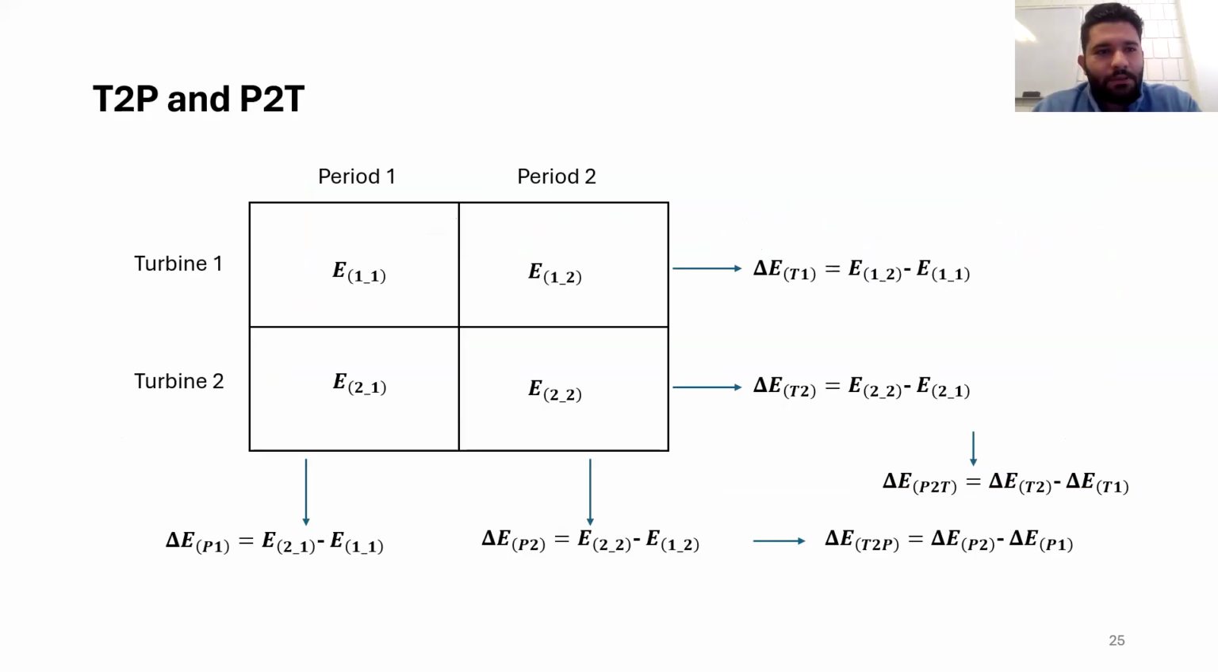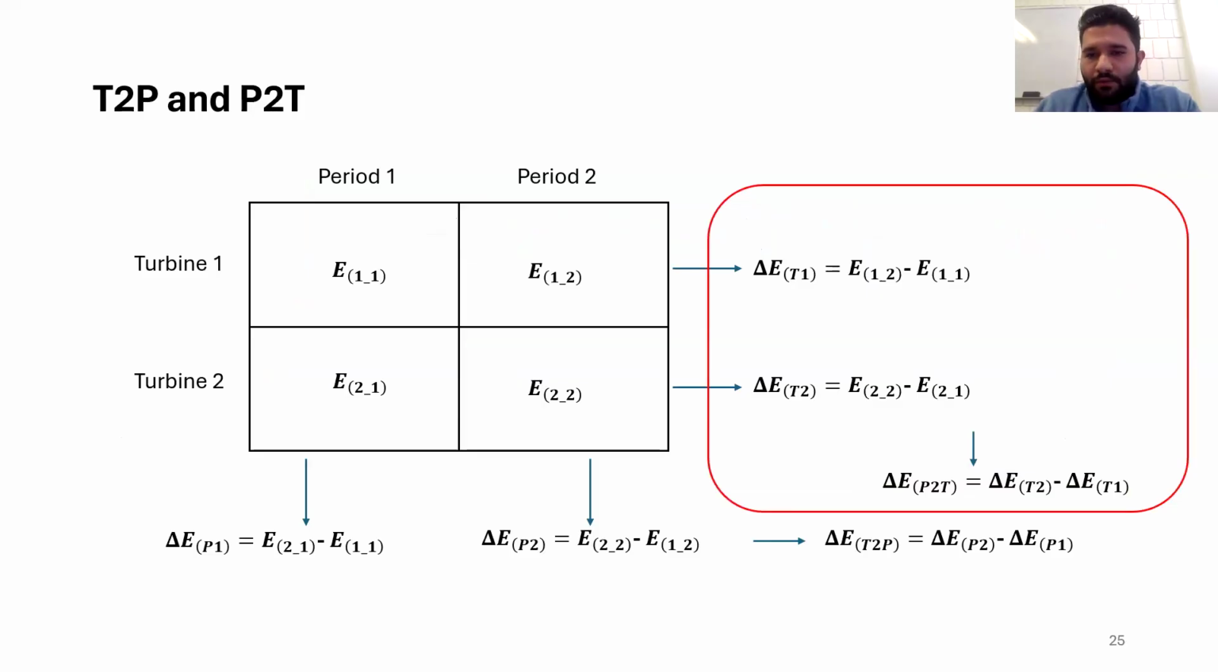Next, the paper discussed T2P and P2T. What we have done so far is P2T. We computed the delta energy on two periods for each turbine, on periods 3 and 4 for all four turbines. In case we compare the change of the power over the turbines and over time, we can just take the subtraction of delta E T2 minus delta E T1, and then we'll get the delta E P2T.